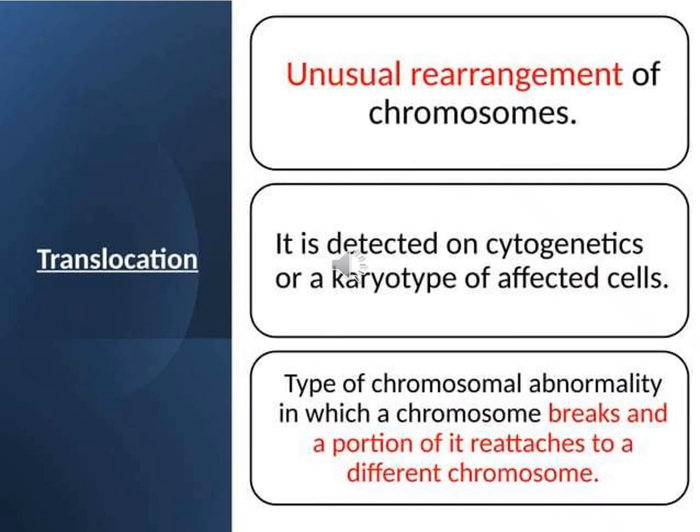These include the translocation, that is the unusual rearrangement of the chromosome. It is basically detected by cytogenetics or karyotyping of the affected cells, the type of chromosomal abnormality in which the chromosomes break and a portion of it reattaches to a different chromosome.